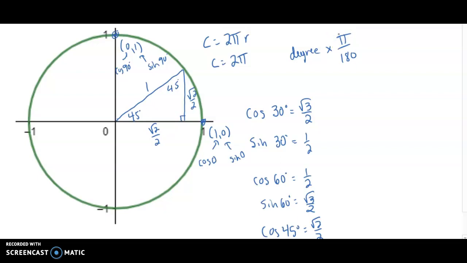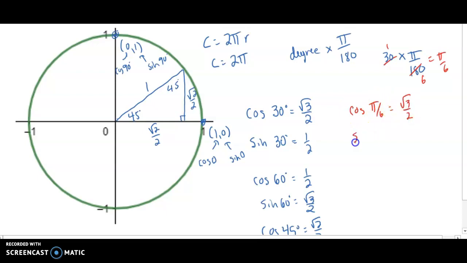So if I look at 30 degrees, 30 times pi over 180, I can reduce. I can take a 30 out of each of those, and it gives me pi over 6. So when I'm looking at those measurements in radians, which is what we're really kind of working towards, the cosine of pi over 6 is root 3 over 2. And the sine of pi over 6 is 1/2.